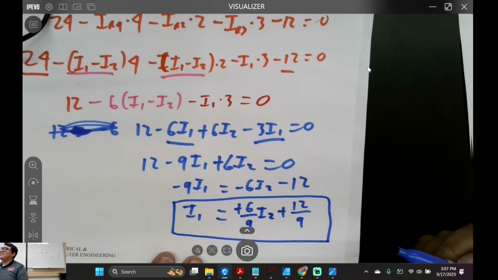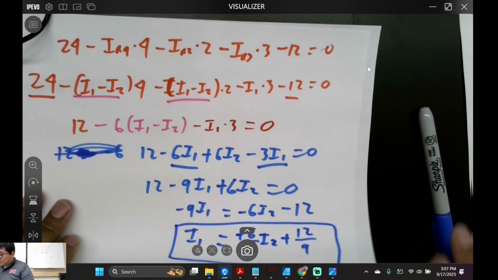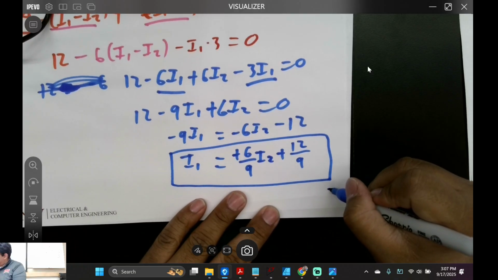One equation, but we have two unknowns. We've got to find the other unknown. So, let's see what we have here. This is page 3.